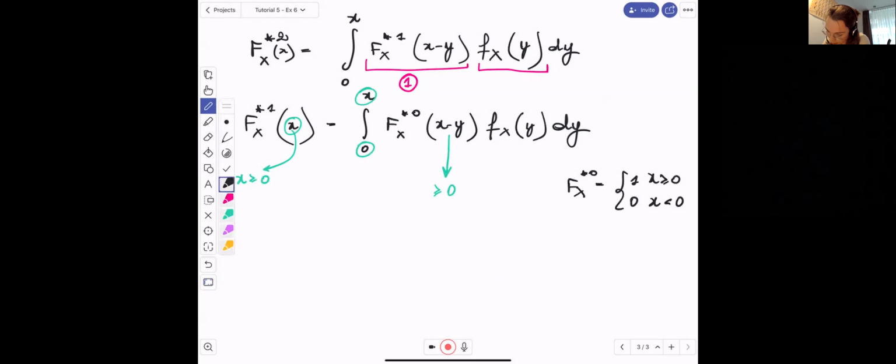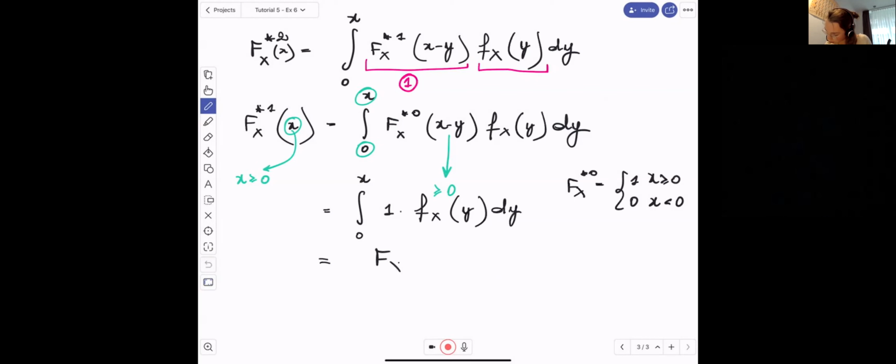So we can actually replace this zero-fold convolution by 1, and we get the integral from 0 to x of the density function of the uniformly distributed random variable. And then, using the definition of a cumulative distribution function, this is simply equal to the cumulative distribution function of the uniformly distributed random variable evaluated at the point x. So that's for the first part.